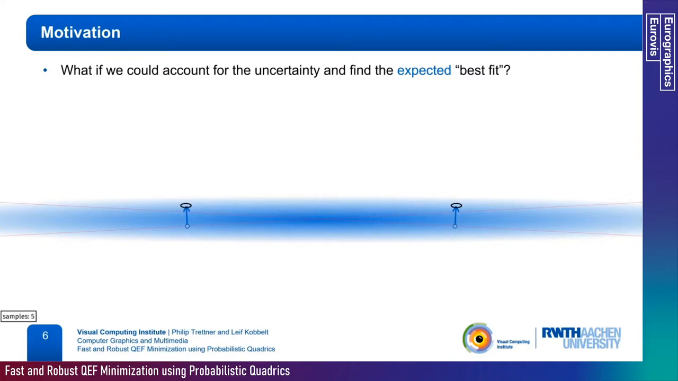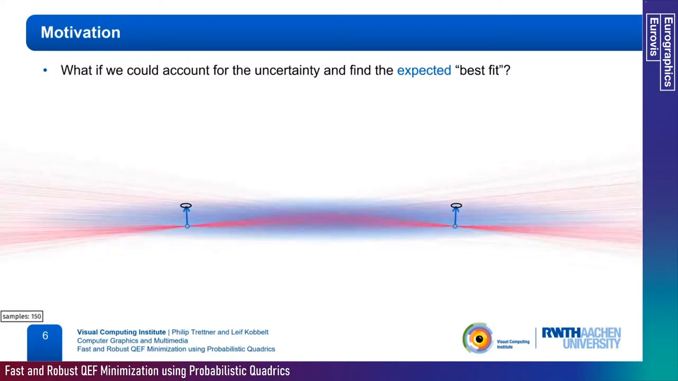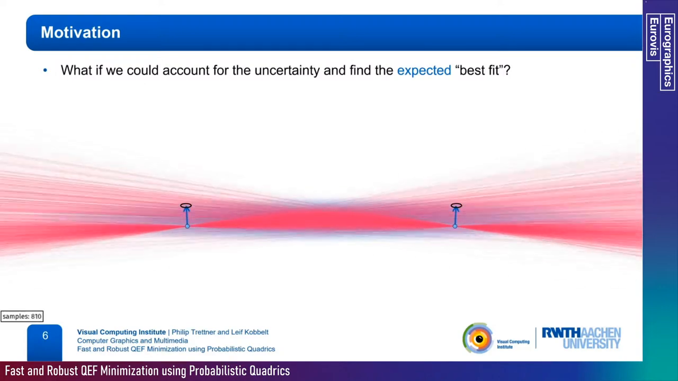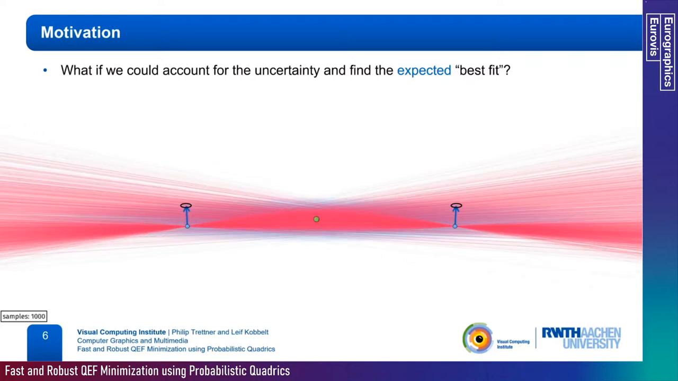This is conceptually similar to taking many samples from the input distribution, summing up the resulting quadric, and then, after conceptually infinitely many samples, finding the minimizer of that quadric. What we've done in our paper is derive a closed form solution so that we can compute this green expected minimizer without the sampling approach.